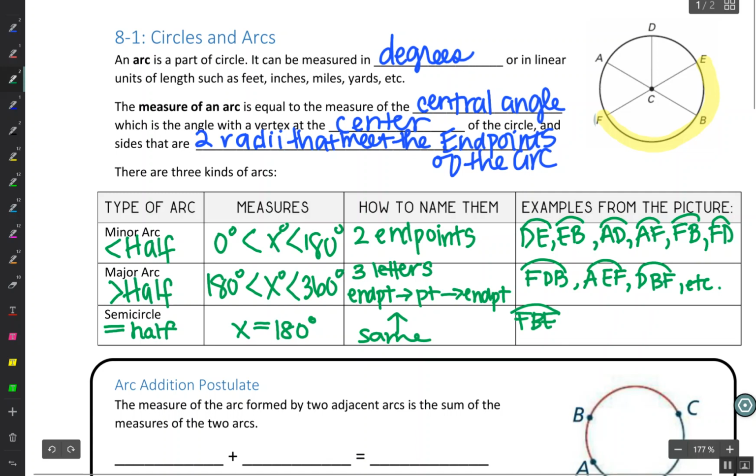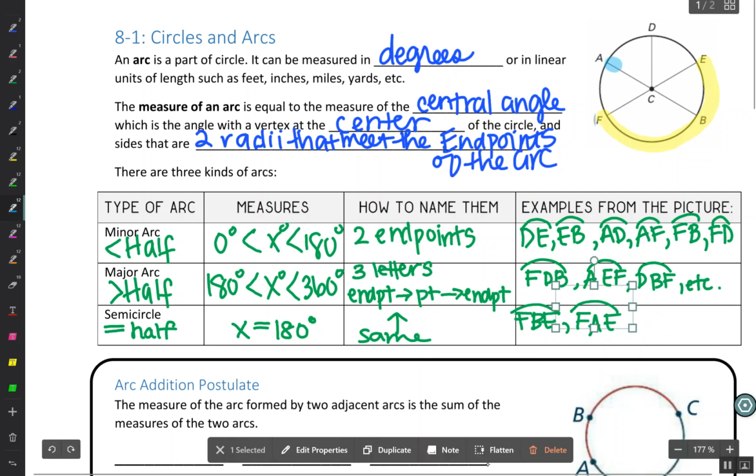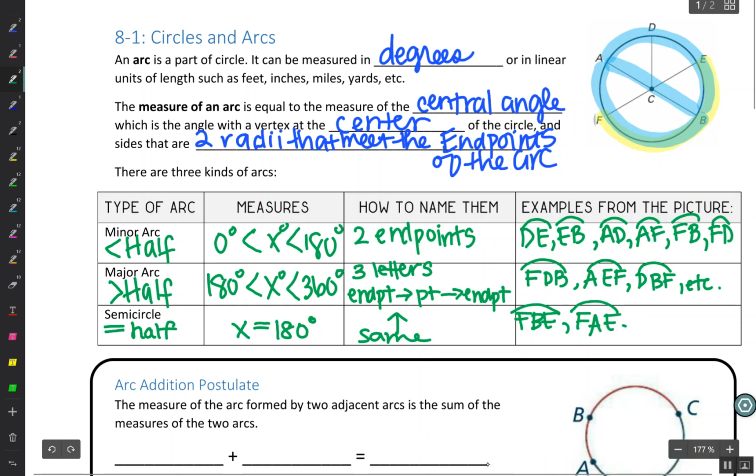If I'm talking about the other way, I can call it F, and then I need either A or D. I'll just use A, E. Okay, so there's two semicircles. You could use this diameter right here, get a couple more semicircles that way. So AEB and maybe AFB. Okay.